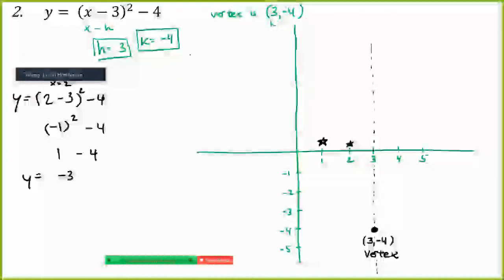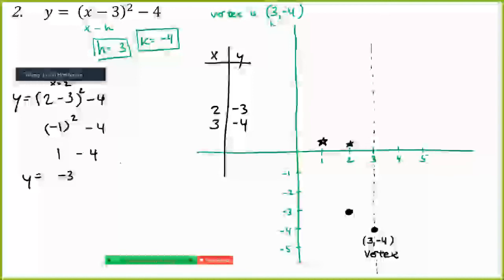I'm going to make a table to keep track of my work right here. We plugged in a +2 and got out -3. Vertex was 3, -4. So let's put that in the table. And let's also graph the new point, 2, -3. So over 2, down 3 right here. There's our new point.